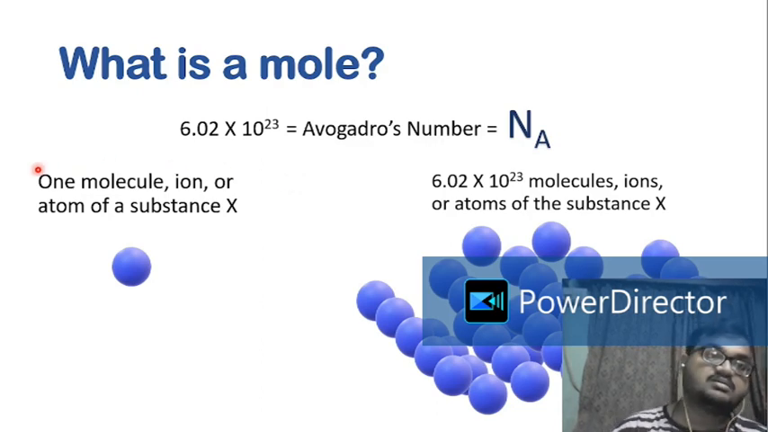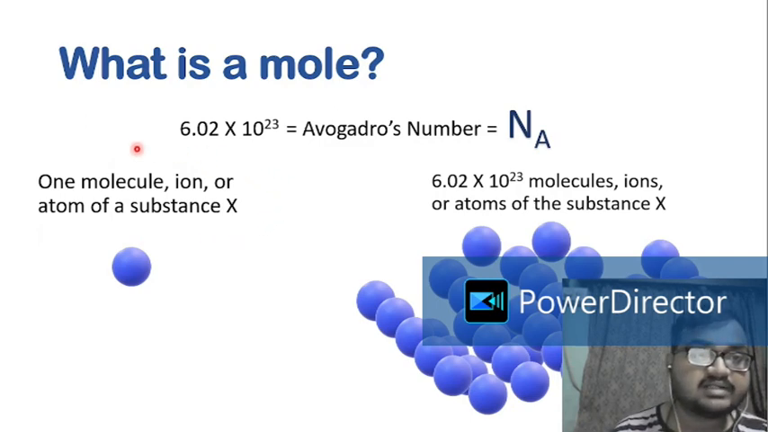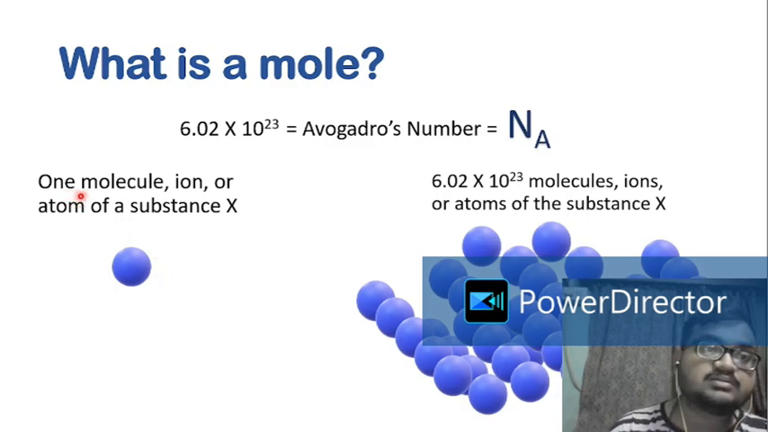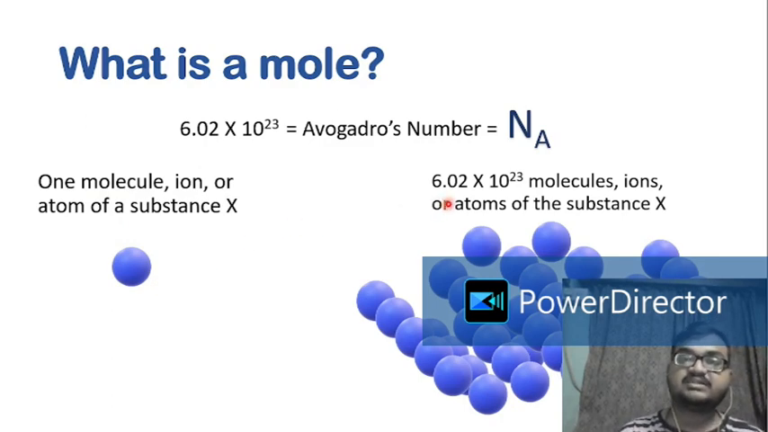So first let us consider one molecule, ion or atom of a substance X. It can be anything. So we are considering here only pure substances which are made up of only one kind of atom, molecule or ion. So one molecule or atom we can see here. Now if we have 6.02 into 10 to the power 23 molecules, ions or atoms, which are called species, like this number of molecules, this number of atoms, or this number of ions.